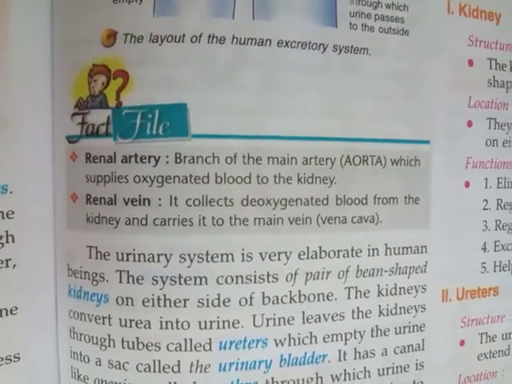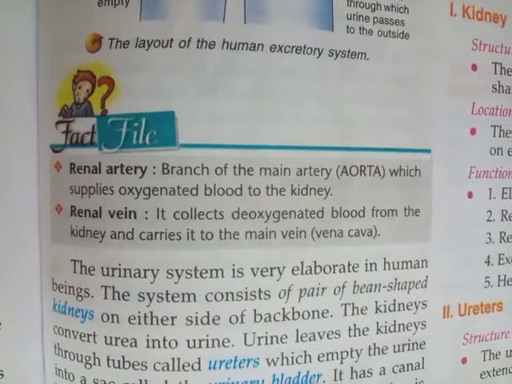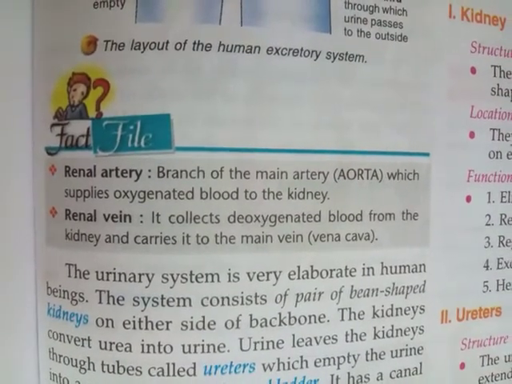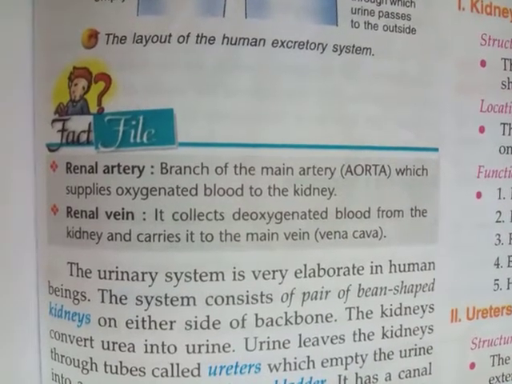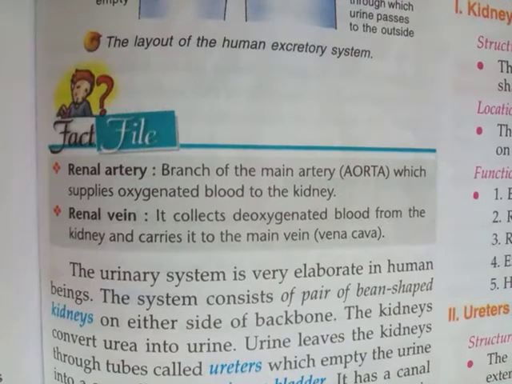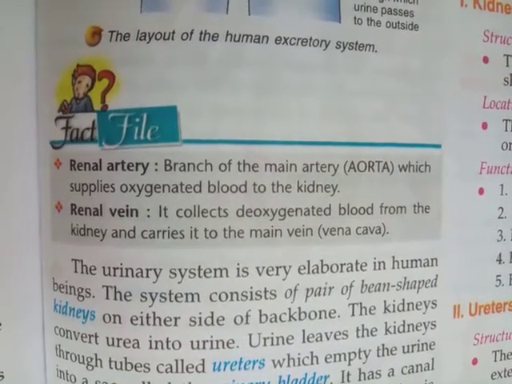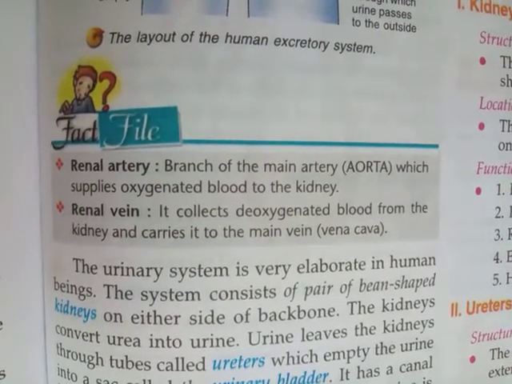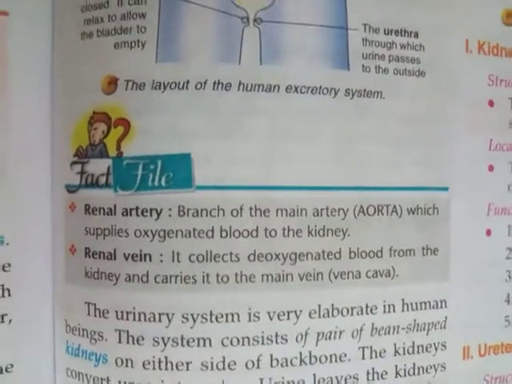So the renal artery is the branch of the main artery. The aorta is our main artery, which supplies oxygenated blood to the kidney. And the renal vein collects deoxygenated blood from the kidney and carries it to the main vein, that is the vena cava. The vena cava is the main vein of our body, and from there that deoxygenated blood passes to the heart and from the heart to the lungs for purification. Clear?